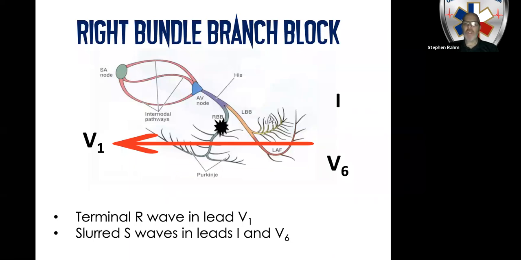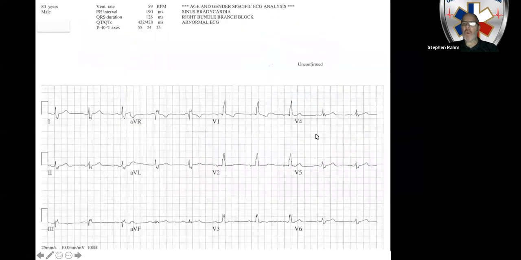For the same reason that you have that terminal R wave in lead V1, you have slurred S waves in leads 1 and V6, because as you can see, the terminal wave is moving away from those two particular leads. So this is what a right bundle branch block would look like. There are a couple of methods that I think we've learned in our paramedic training and perhaps post-paramedic training for recognizing and identifying bundle branch blocks.